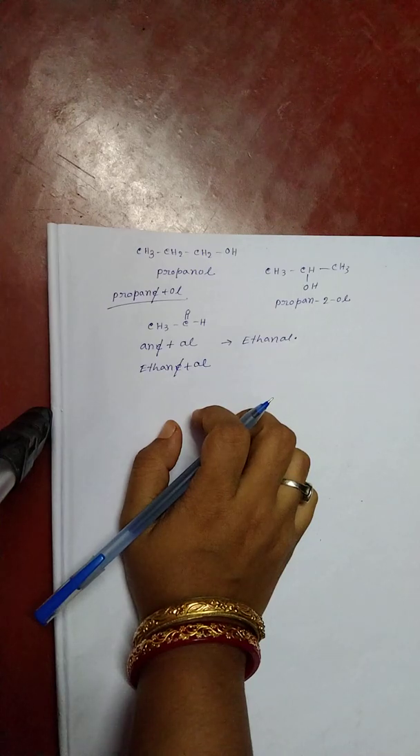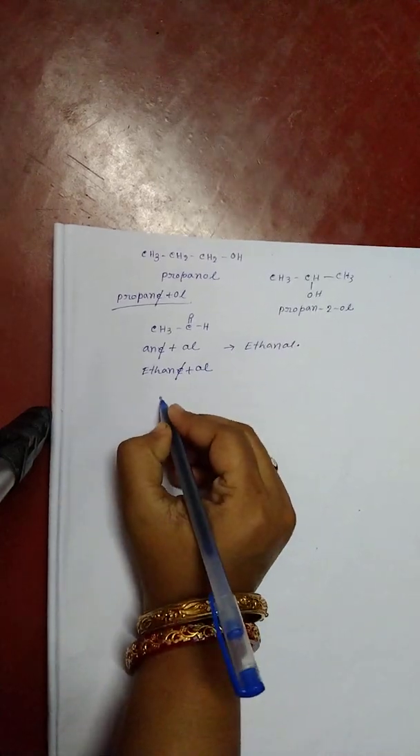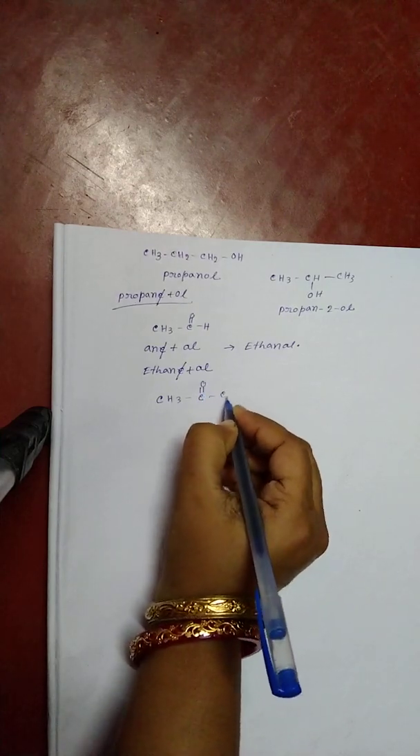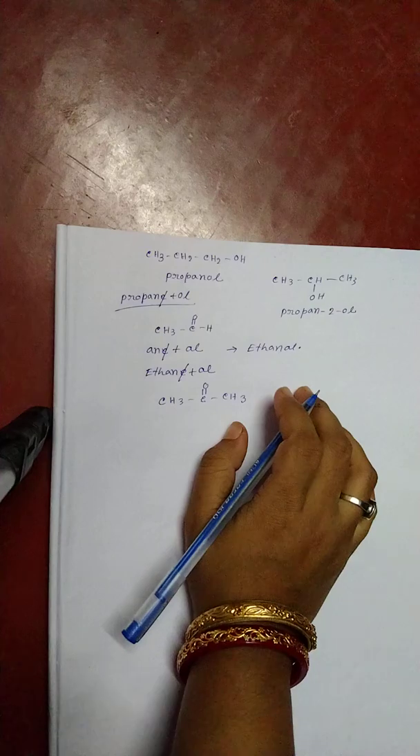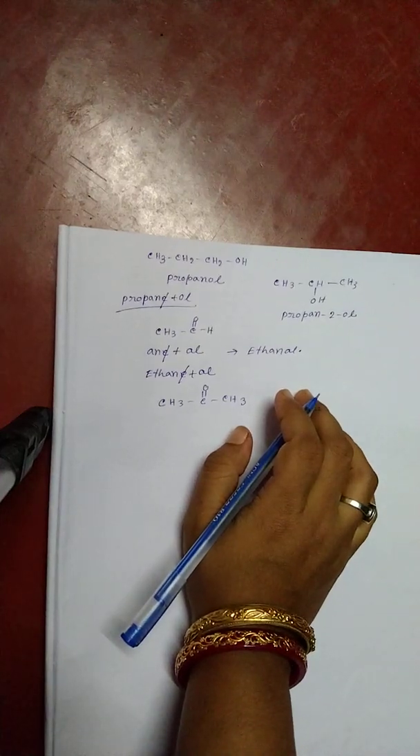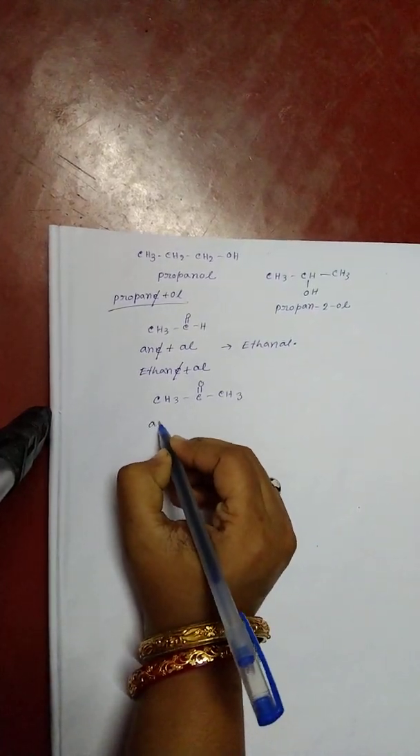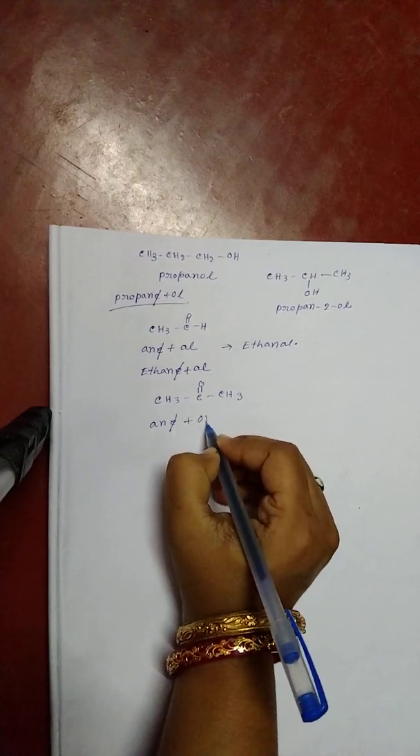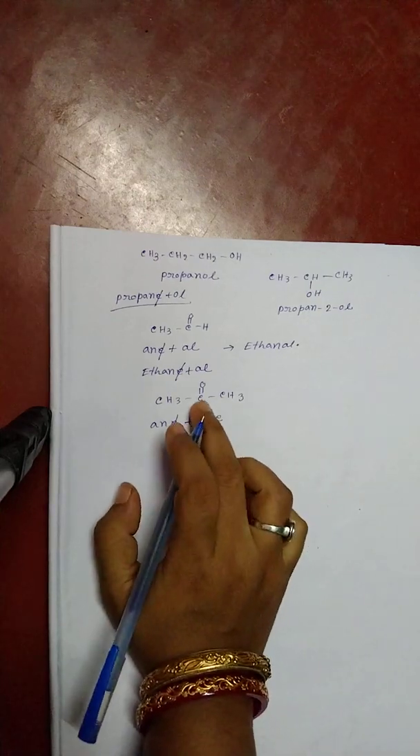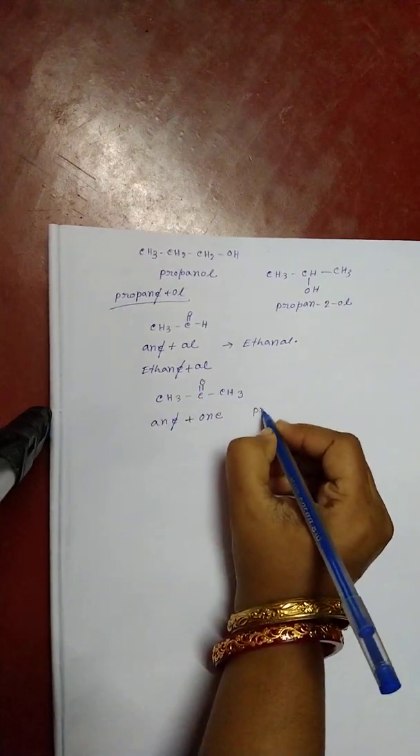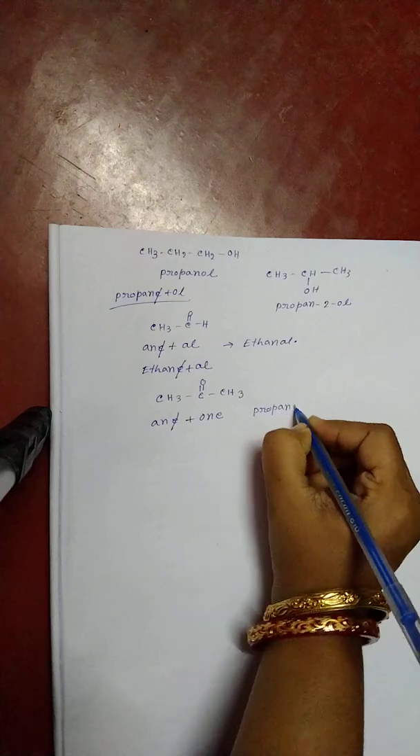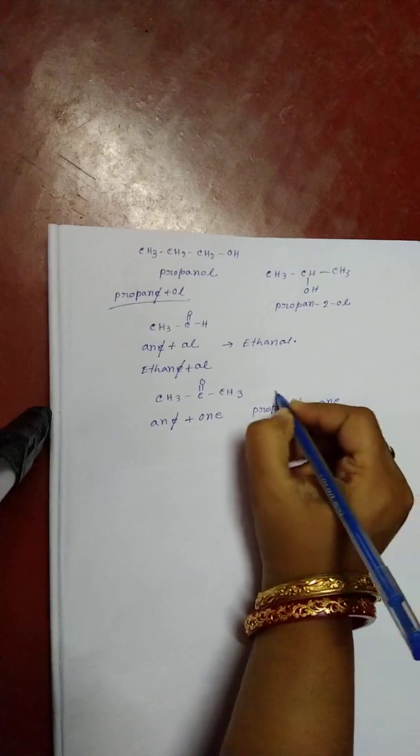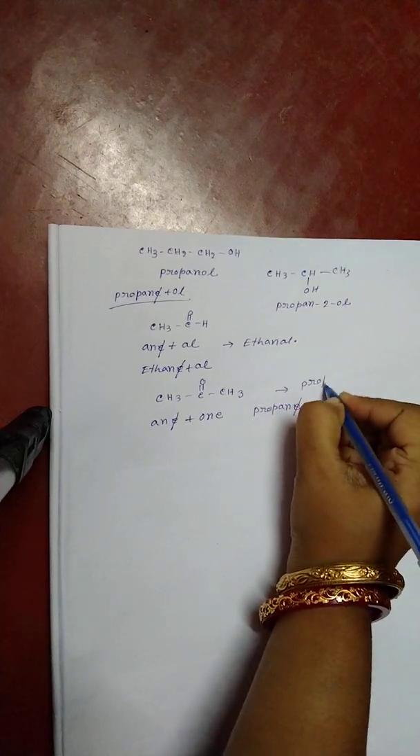Next I am going to take one example of a ketone, CH3 C double bond O CH3. In the case of a ketone, we replace the e of the alkane by one, O N E. So 3 carbons means propane, we remove e and add one. So this is known as propanone.